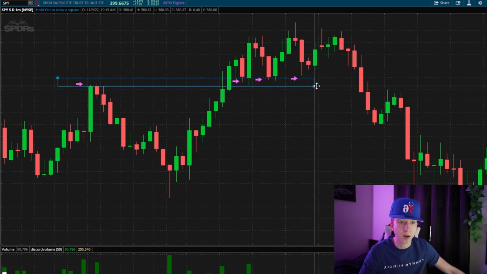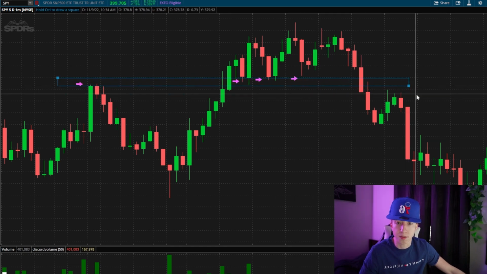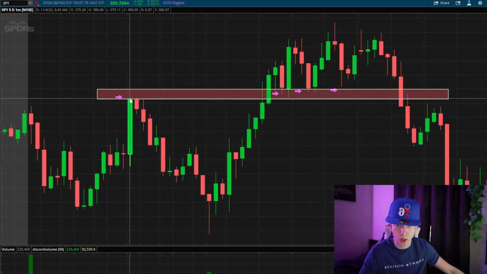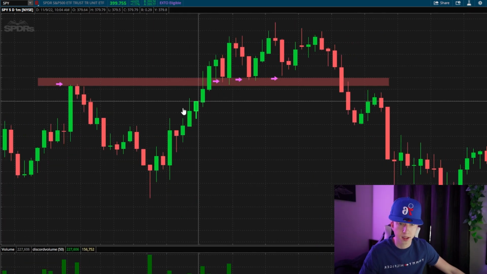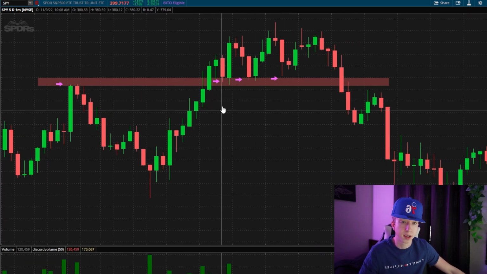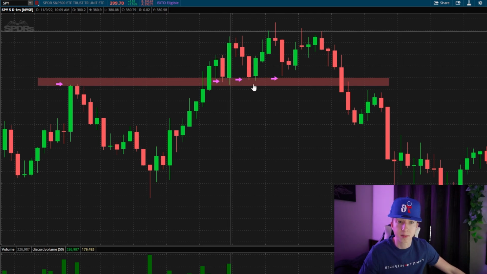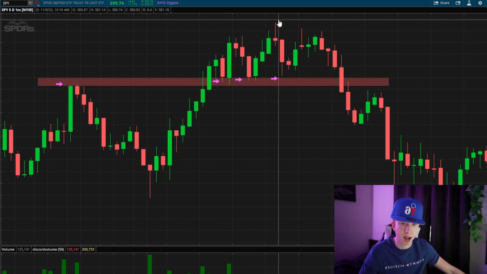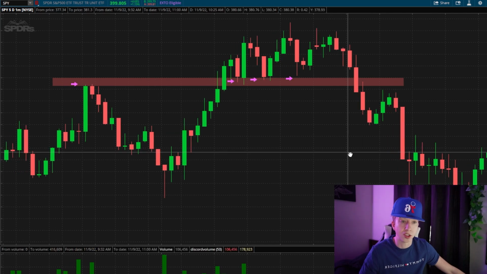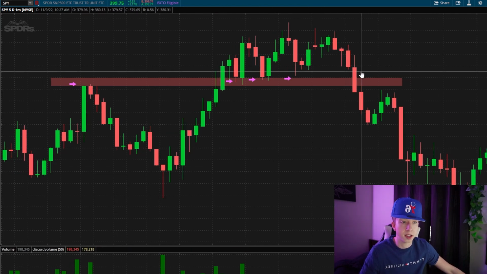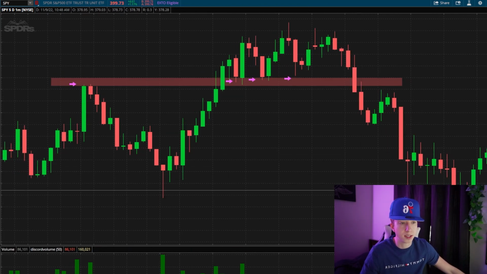So when this breaks out, because of how well it's been reacting, right? We had that huge move to the upside. A nice move to the upside. And then it bounced. Nice move out of that. Came down, bounced. Another nice move, right? It's looking good. It's respecting that area. We came down. That was perfect.